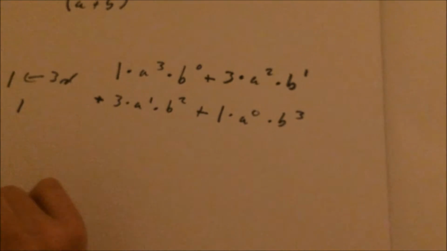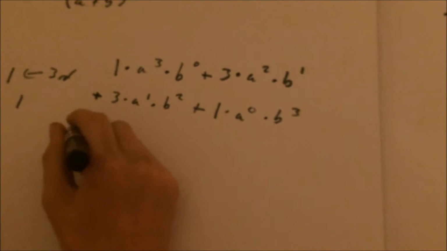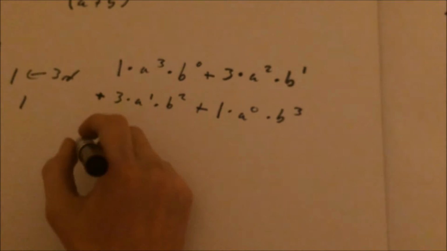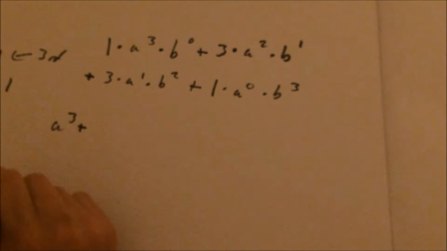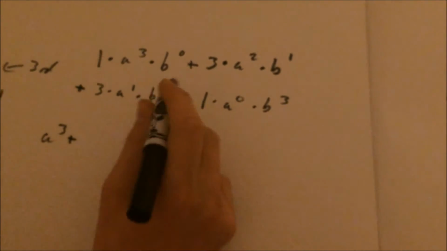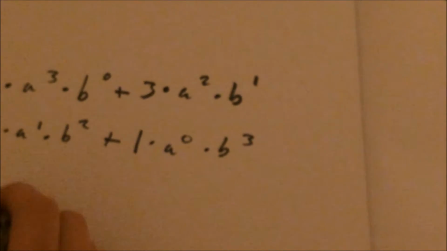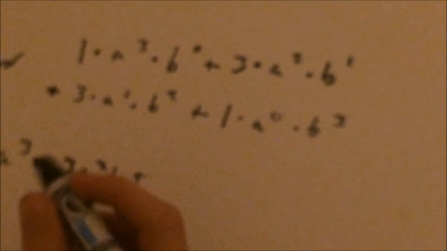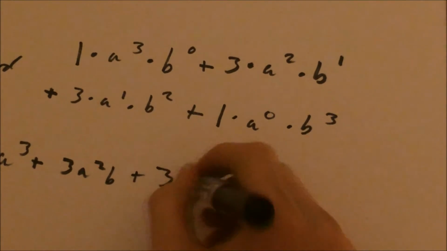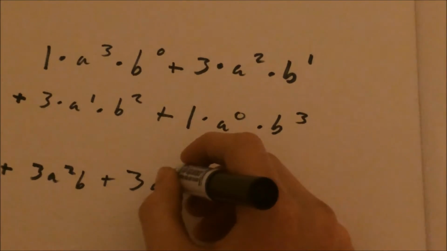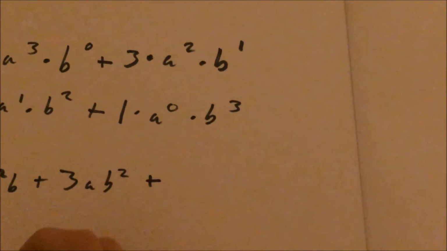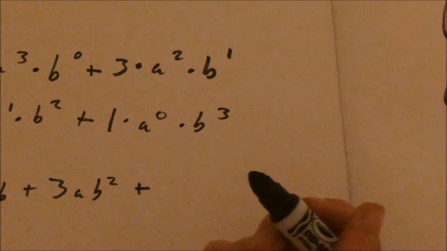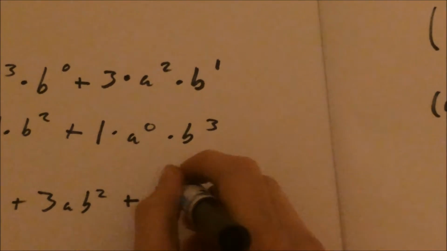So, multiplying by 1 doesn't affect it. So we have a to the 3. And any number to the 0 is 1, so we're again multiplying by 1, which doesn't affect it, so we can ignore that b to the 0. Then we have 3 times a squared, 3a squared, times b to the 1, which is just b. Next we have 3 times a to the 1, which is just a, times b squared. And finally, multiplying by 1, which doesn't make a difference, a to the 0, which is 1, which doesn't make a difference, and b to the 3.